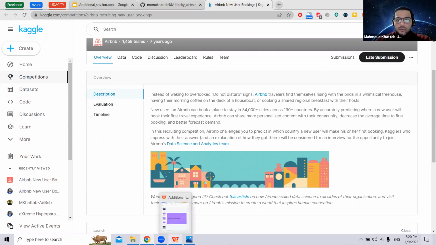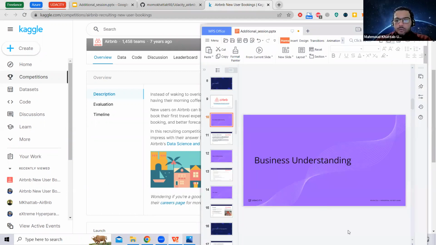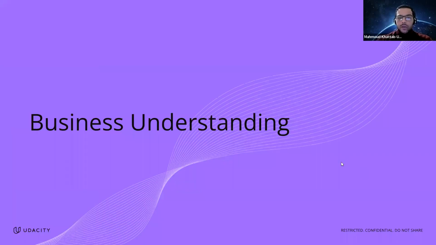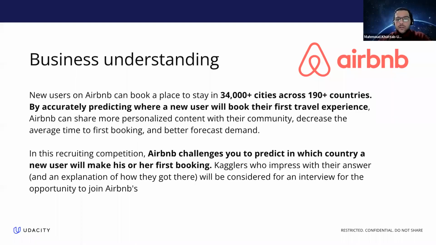This is the link of the problem. You can refer to it after the session. So now, this is the business understanding as I've explained. The challenge is to predict which country a new user will make his or her first booking. So guys, this is our goal.